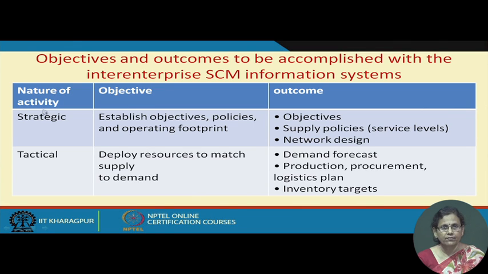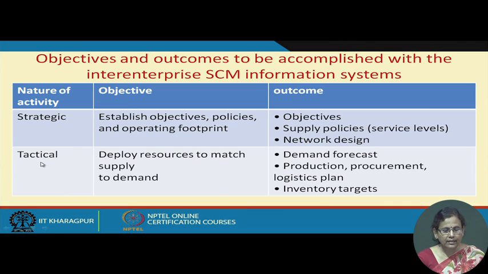So, first activity is strategic in nature. So, what are the objectives here? The objective is to establish what is the purpose of this supply chain integration, and what are various policies, and what kind of operating level procedures you would like to have after this strategic activities. So, here the outcomes are the objective of connecting the members, then deciding about supply policies and your service levels, then your network design.